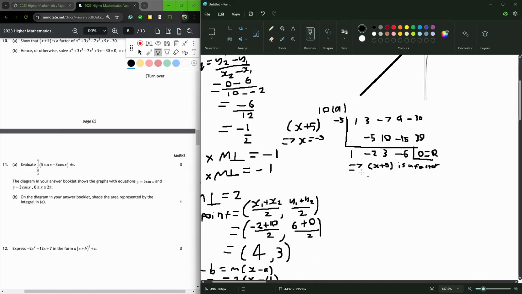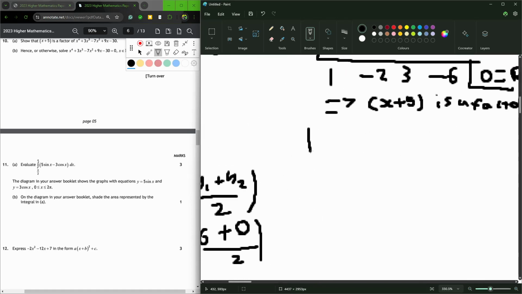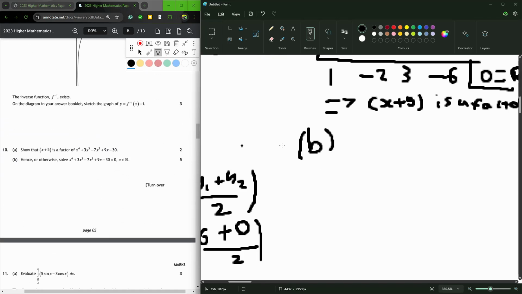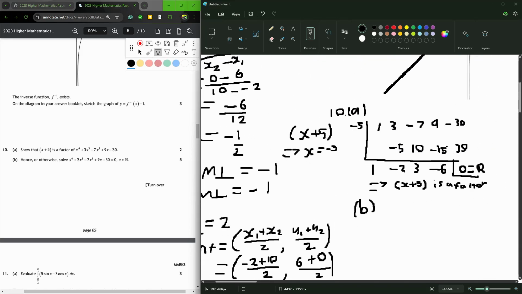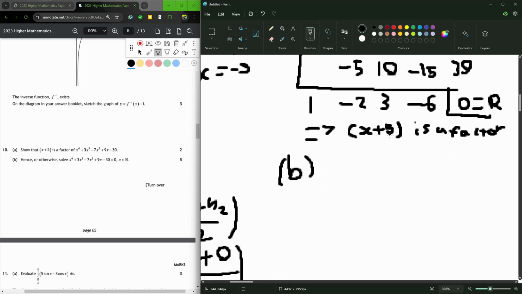So there we go. That's 2 marks done and dusted. Hence or otherwise show this whole equation. So what we're going to do here is that we've already kind of divided it once, so that means we're going to divide it again and again until we get all the factors.